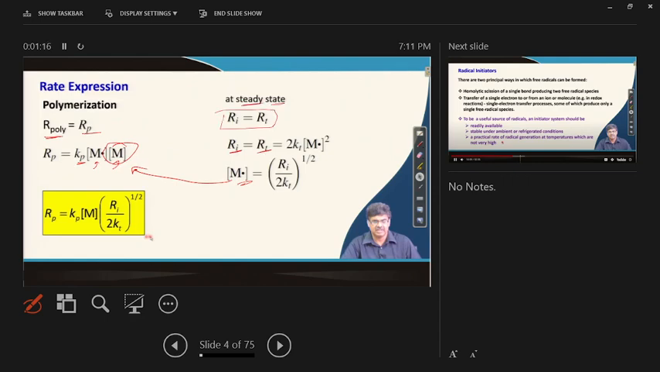At the steady state, you can say equilibrium, the rate of initiation is equal to the rate of termination, and it will be equal to 2 kT [M•] squared, because a pair of radicals are reacting in termination. So from here we can find out the concentration of the radical by this expression, and putting this expression in, we finally find the rate of polymerization equation. This equation will be used for solving some numerical problems.